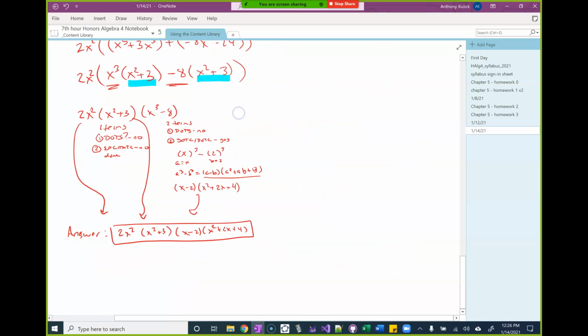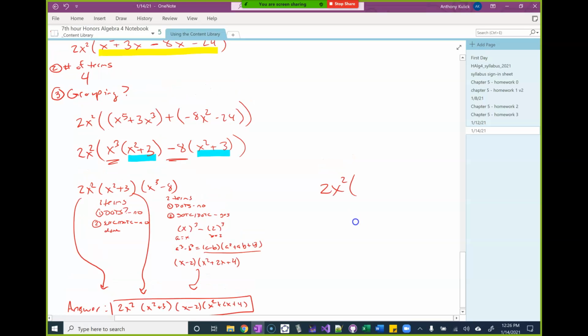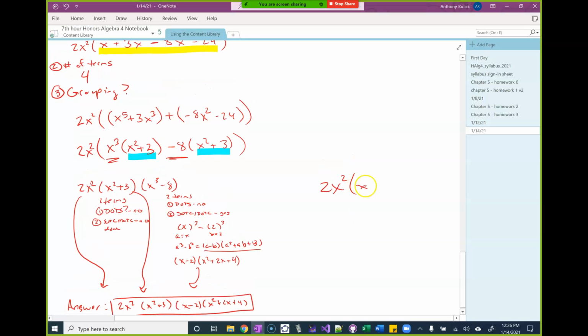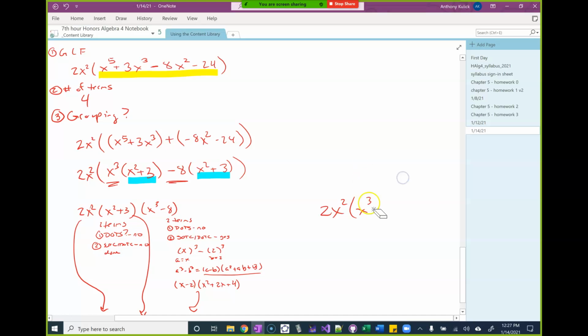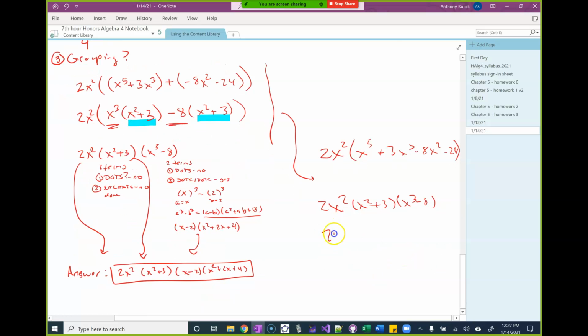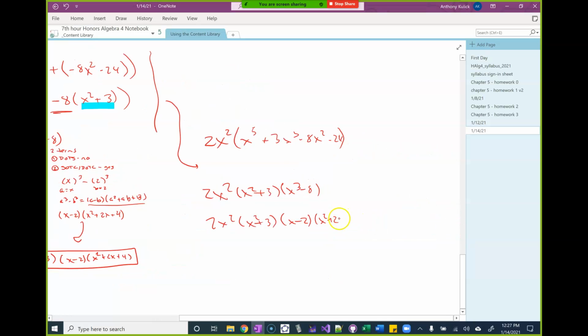So for this problem, if you had written down, you did this, you showed this step, you showed some of that work to get down to here, and then you just showed how that piece factored to that piece.